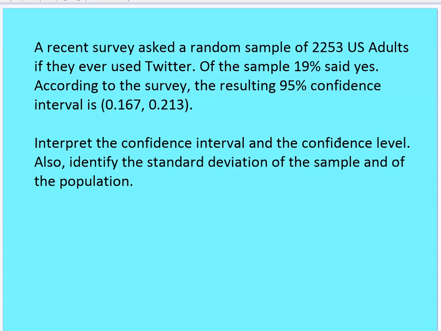Of the sample, 19% said yes. According to the survey, the resulting 95% confidence interval is as stated. Interpret the confidence interval and the confidence level. Also identify the standard deviation of the sample and of the population. All right. So let's see if you can come up with this yourself. You can pause it, and I'm going to give you the answer.